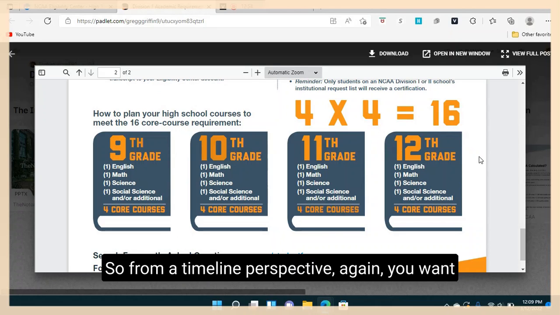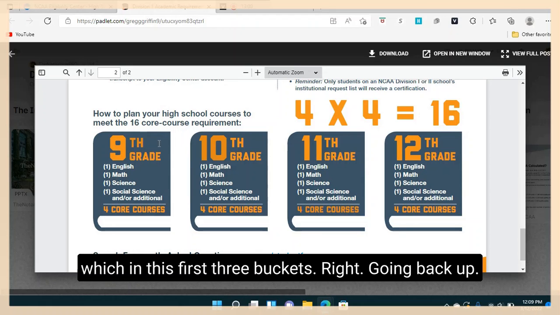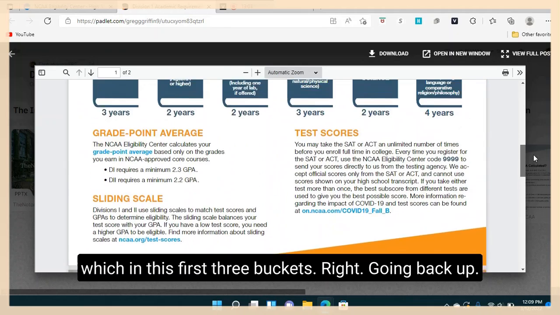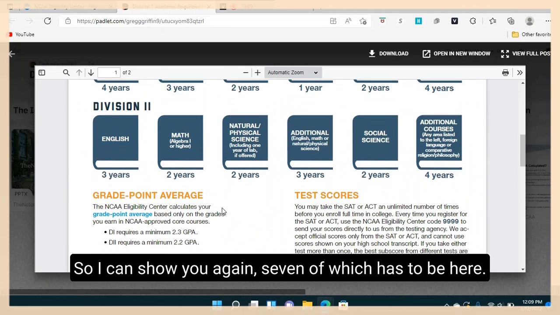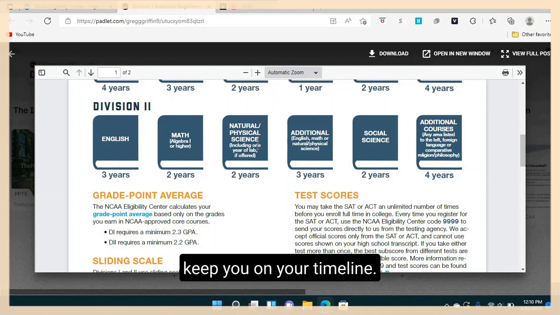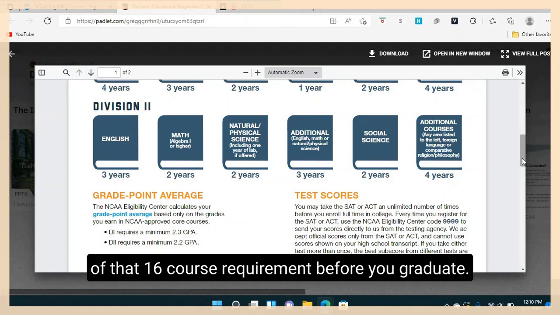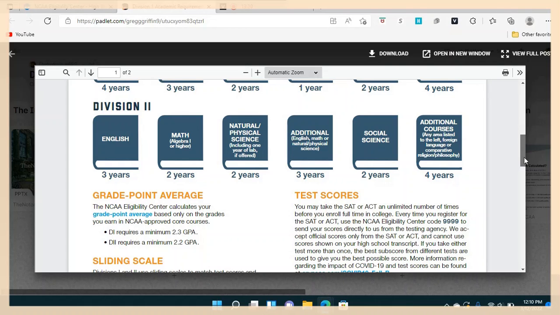So from a timeline perspective, again, you want to have 10 of these courses, 7 of which in this first 3 buckets, right? Going back up. So I'm going to show you again. 7 of which has to be here: English, math, natural, physical science, to keep you on your timeline. And then you're going to get the rest of that 16 course requirement before you graduate. Right. So and you got 4 years for that.